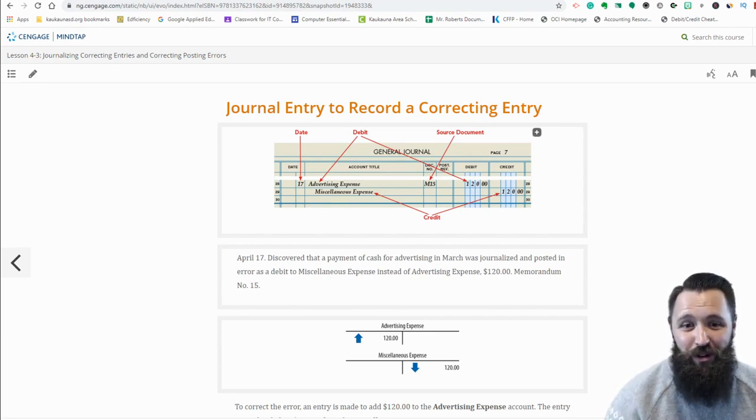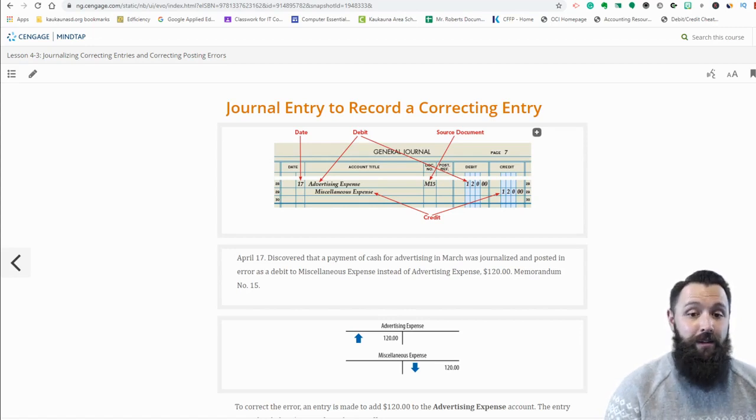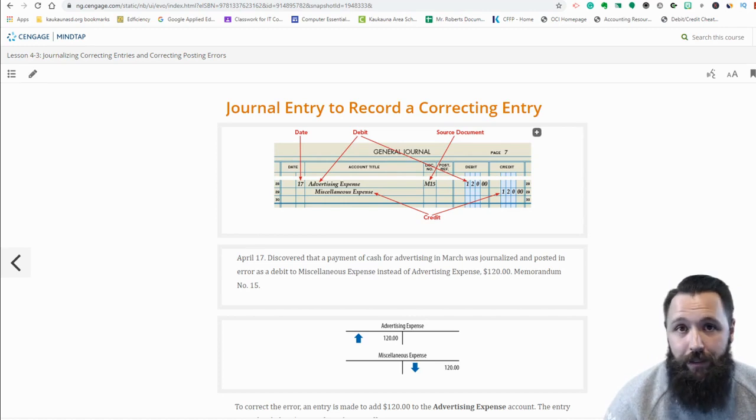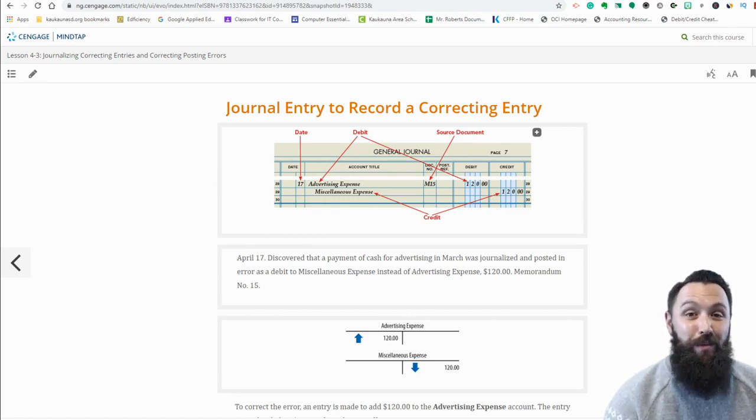That's the other part of this transaction. So it says, discovered that a payment of cash for advertising in March was journalized and posted in error as a debit to miscellaneous instead of advertising expense. So what we want to do here is we want to increase advertising expense. That is the correct entry that we wanted to post right away, right initially. If all things would have went well, that's what we would have done. So how do we increase an expense? We debit it.